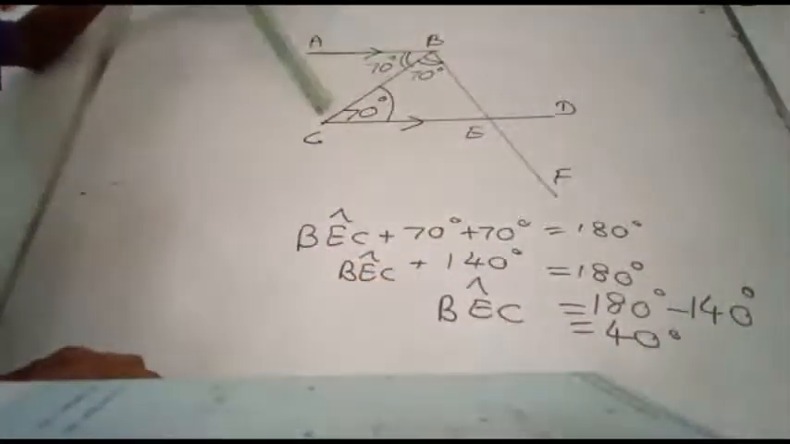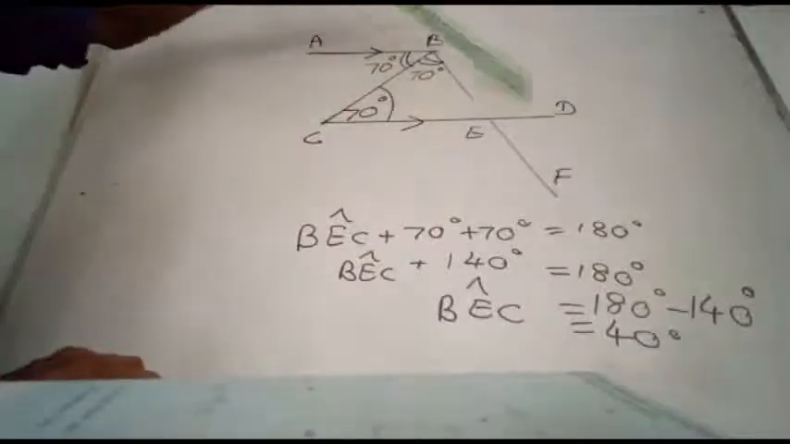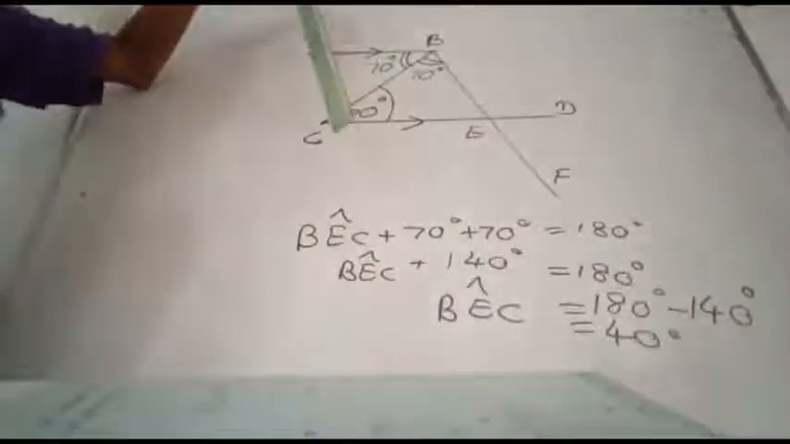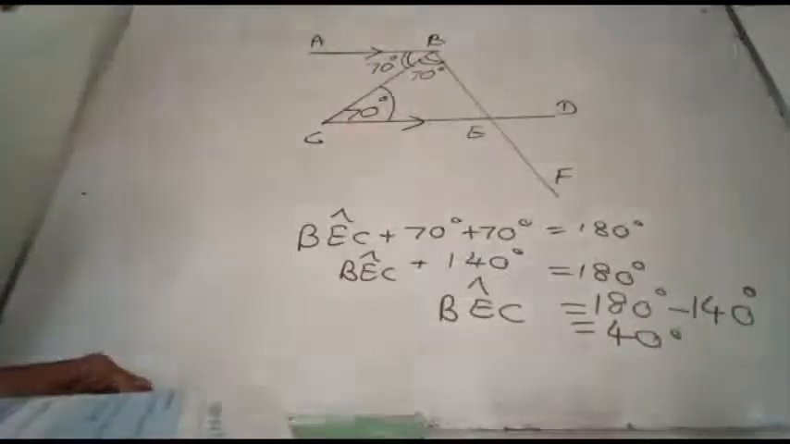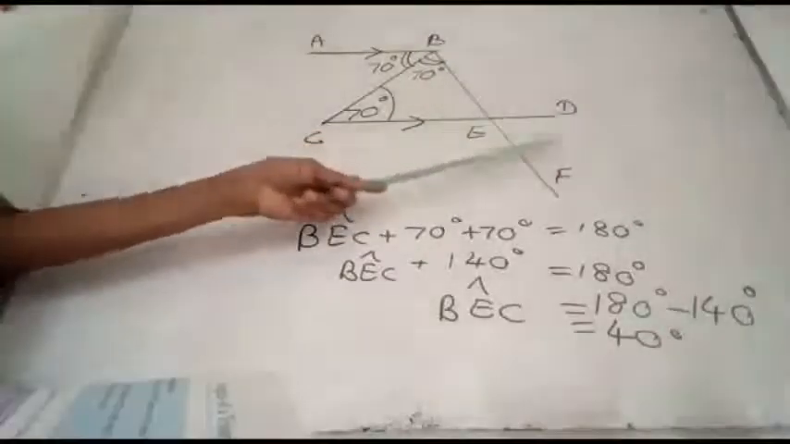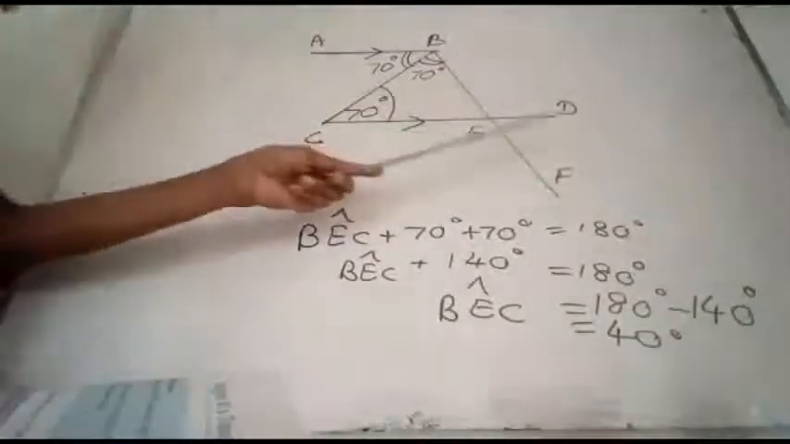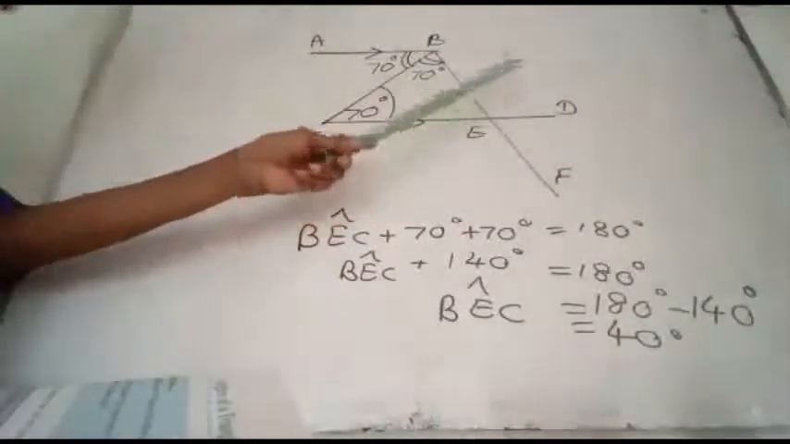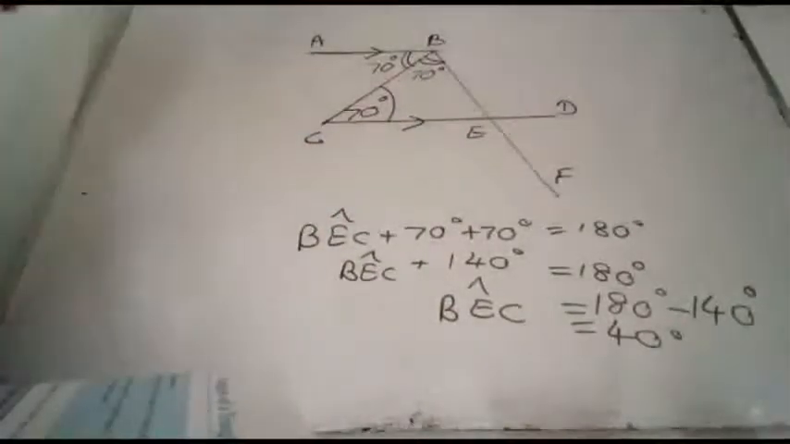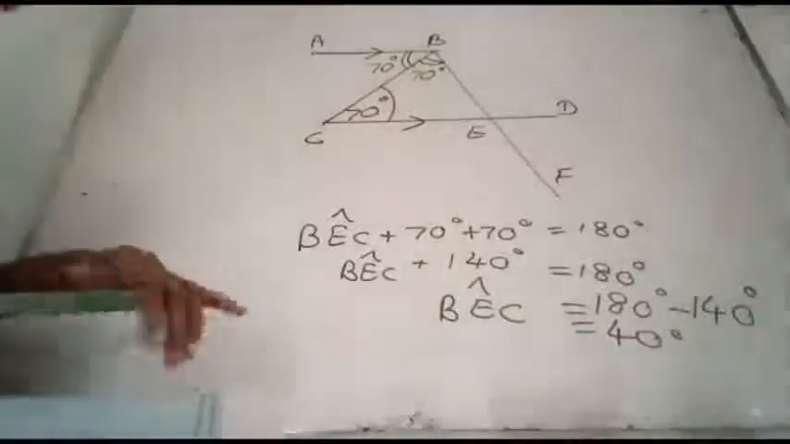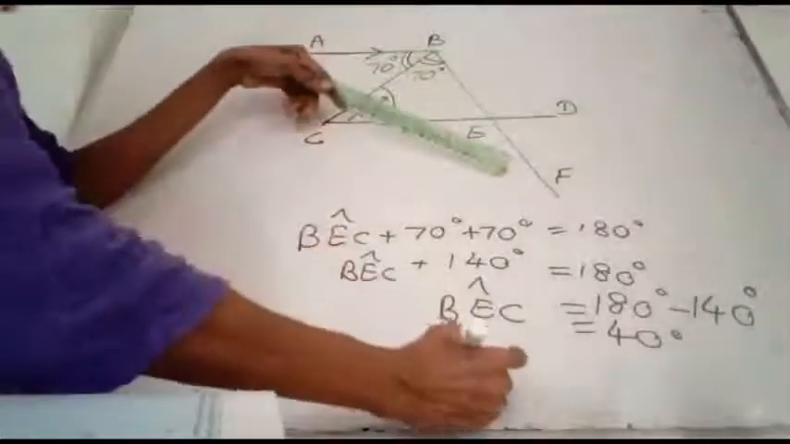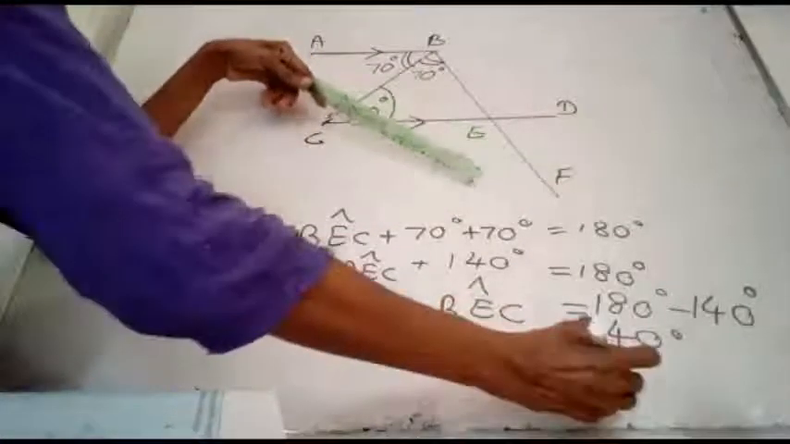Angle BEC. Then angle DEF. They are vertically opposite angles. The vertically opposite angles formed by the intersection of two straight lines are equal. These two angles are vertically opposite angles. Then the magnitude of angle DEF is equal to 40 degrees.